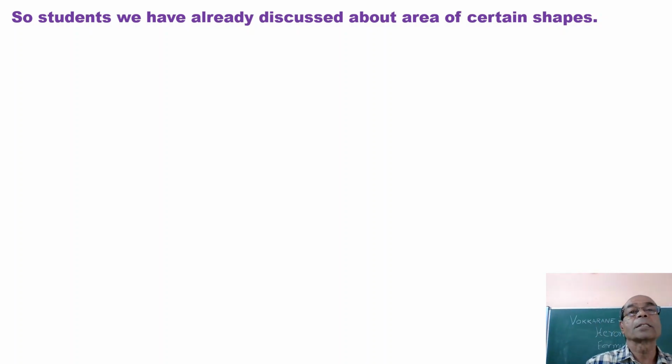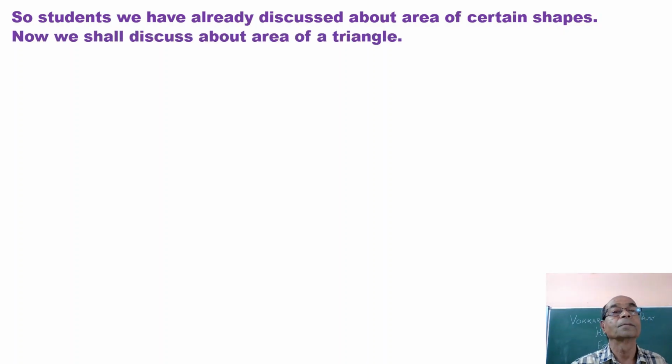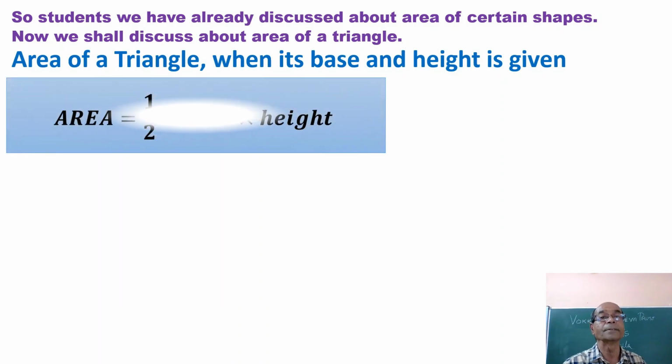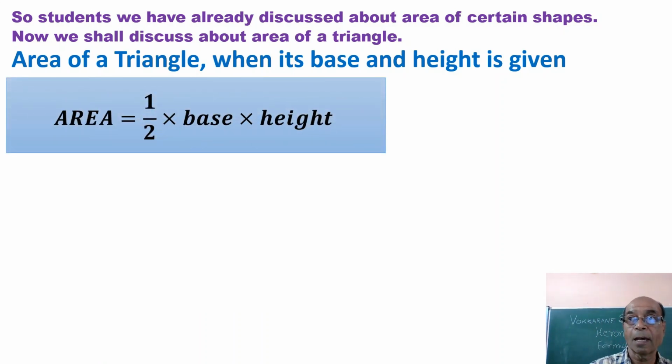Okay, so students, we have discussed certain shapes. Now we shall discuss the area of a triangle. Area of a triangle when its base and height are given. What is the area of a triangle? Area is equal to half base into altitude. That is half into base into height. Okay.